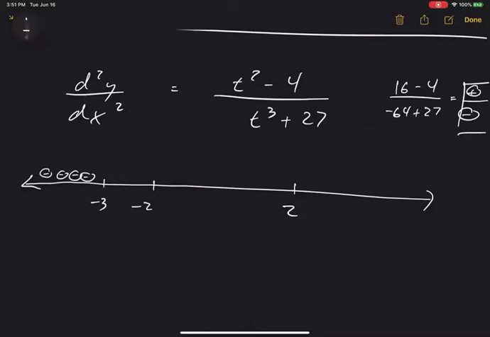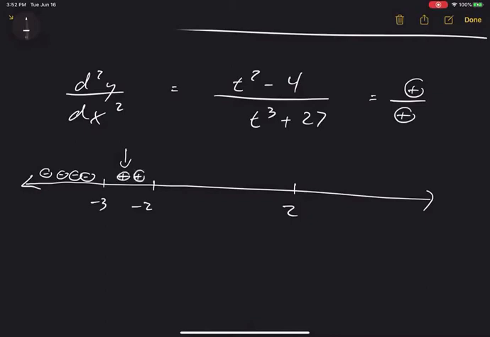Now I'm going to repeat that process for all these sections. Let's say I pick -2.5. That'd be in this section here. I plug it into my second derivative. What do I get? Well, 2.5 squared is going to be a positive number, and then I plug -2.5 into the bottom, and that's going to also be a positive number. So I have positive over positive, so this section is going to be all positives.